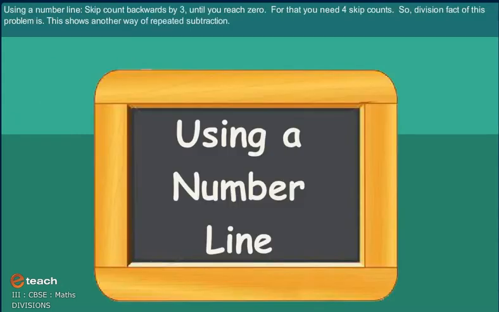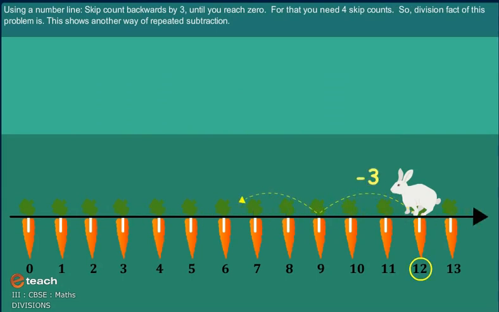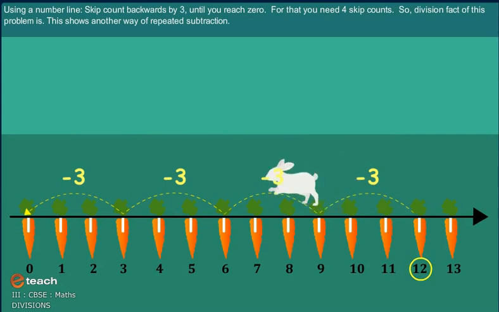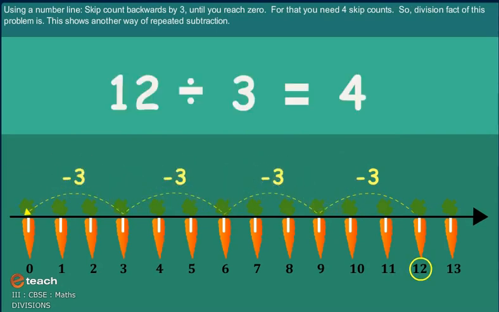Using a number line, skip count backwards by 3 until you reach 0. For that, you need 4 skip counts. So the division fact of this problem is this. This shows another way of repeated subtraction.